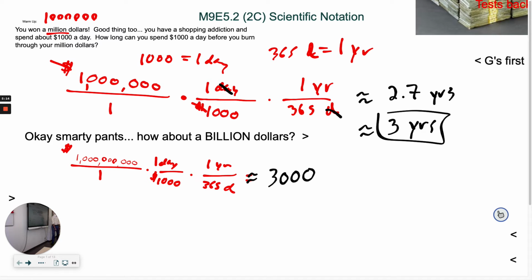3 years you can spend like $1,000 a day for 3 years for $1 million. That's great. But the difference between $1 million and $1 billion, whatever words you use to associate that many zeros, is going from 3 years to spending $1,000 a day for 3,000 years. Do you know what was happening 3,000 years ago?